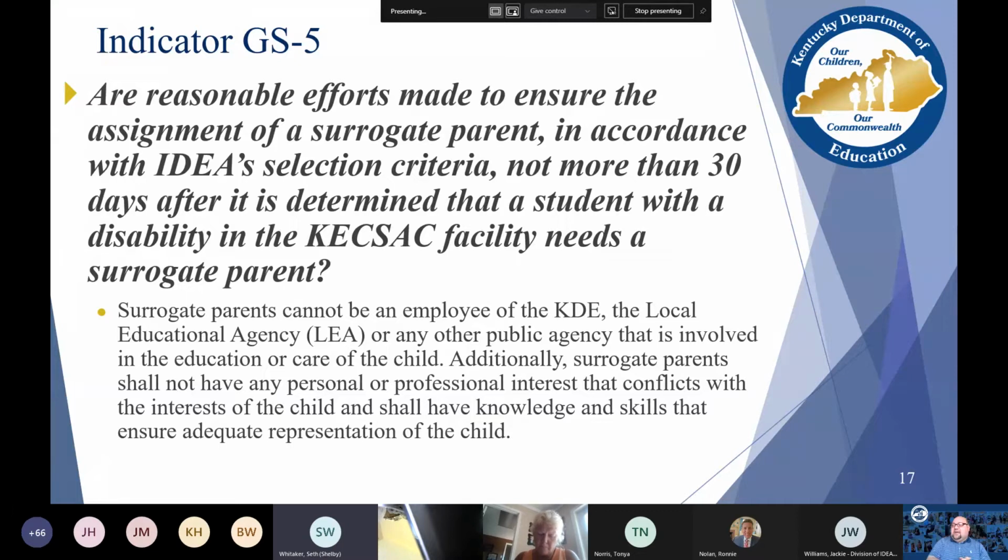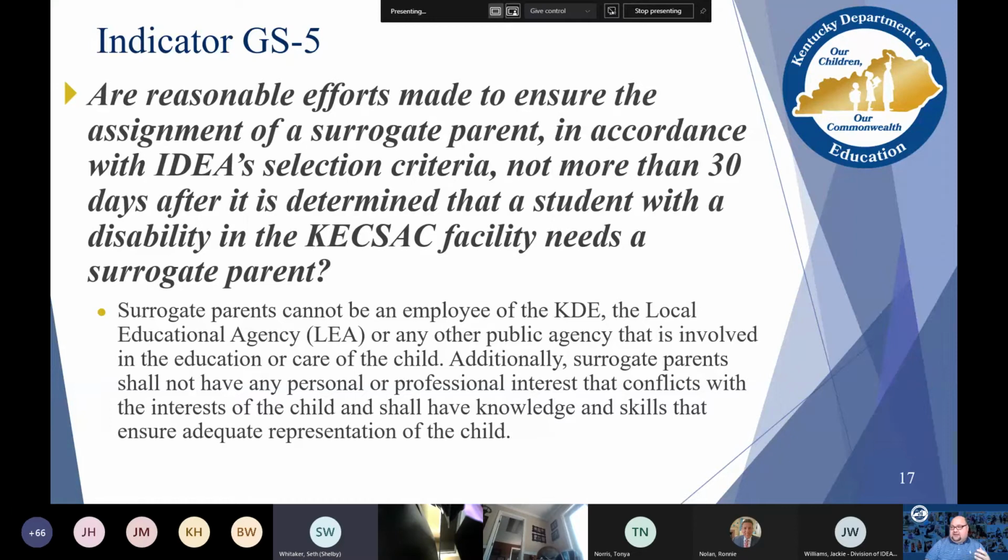So surrogate parents cannot be an employee of the department, the local educational agency, the district, or any other public agency, DJJ, so on, that is involved in the education or the care of the child. Notice what that says. Additionally, surrogate parents shall not have any personal or professional interest that conflicts with the interest of the child, and shall have the knowledge and skills that ensure adequate representation of that child.